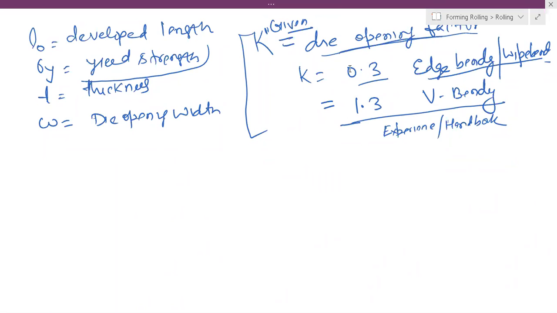What is the die opening for edge bending? Very good. So, actually, yeah. Where is the question?